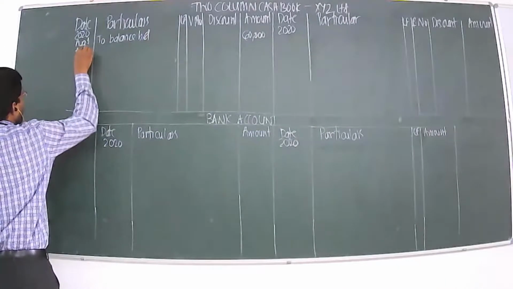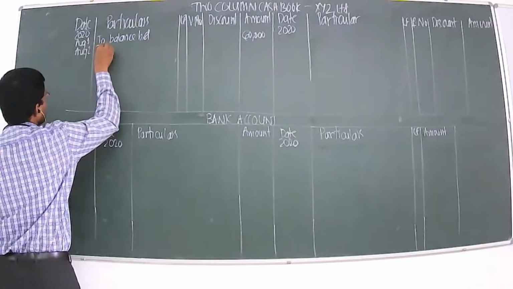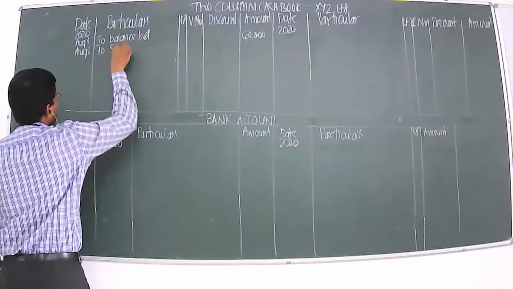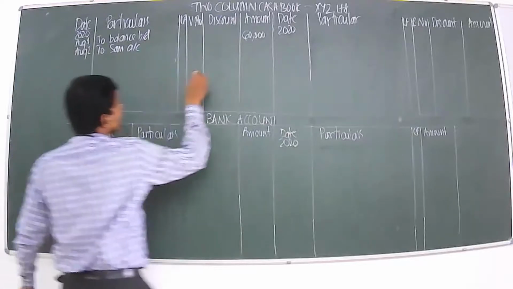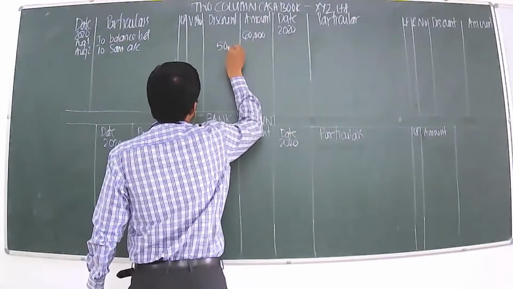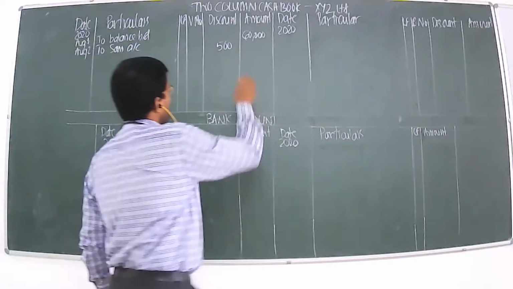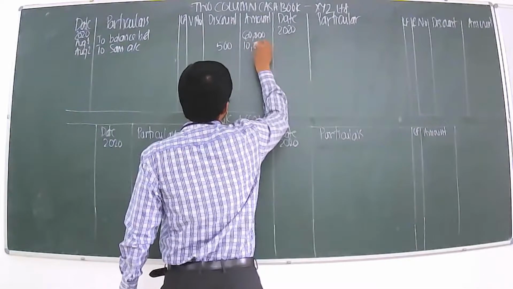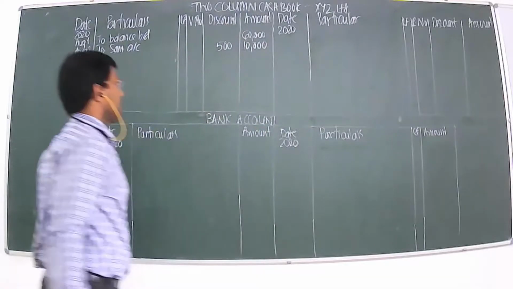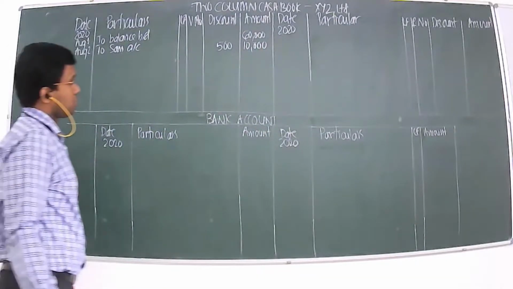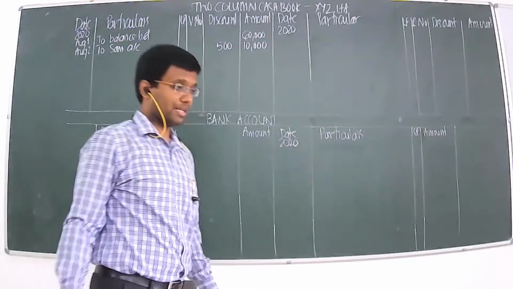So August 2nd, to Sam account, 500. Okay, 500 is your discount. And he's paying you 10,000. So you have received the money.